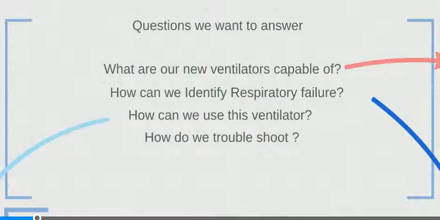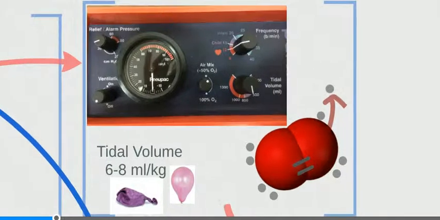So these are some of the questions that I want to get answered throughout all of this. What are the new ventilators capable of? And in this case, it's the Parapacks. How can we identify respiratory failure? How can we use the ventilator? And how do we troubleshoot this guy? The troubleshoot was actually a lab, so I might be able to do a video on that, maybe not. But let's answer the first question. What are they capable of?